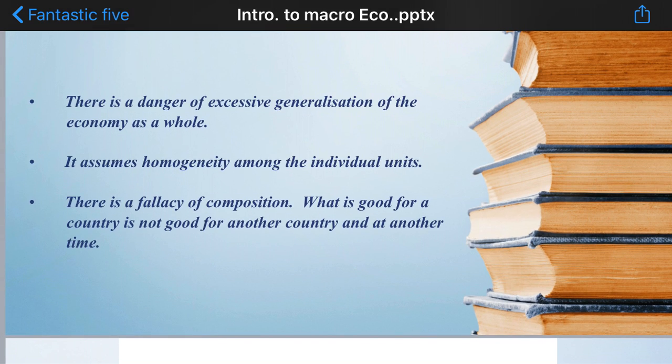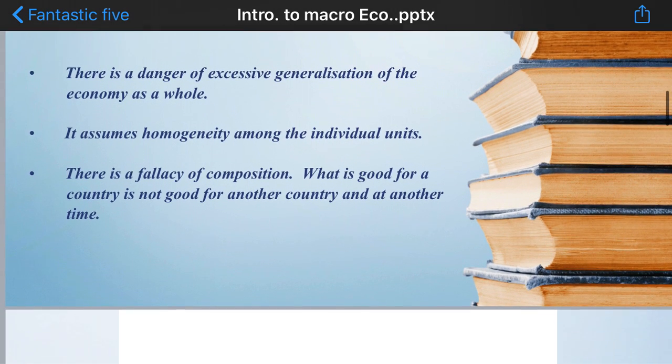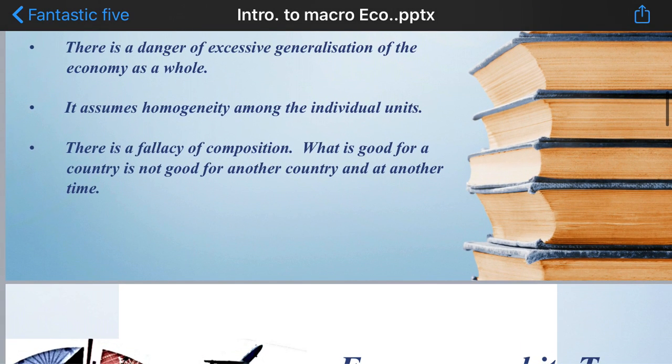Then there is a fallacy of composition. What is good for an individual need not be good for the nation and vice versa. And what is good for a country is not good for another country and at another time. So we cannot say that all individuals will have the same effect. So these are the limitations of macroeconomics.